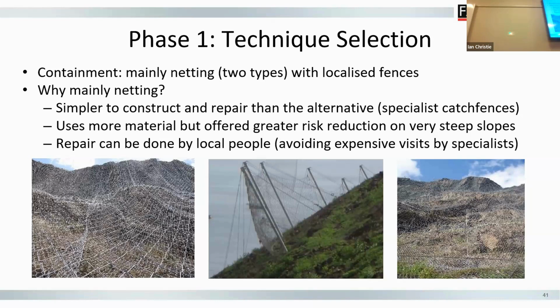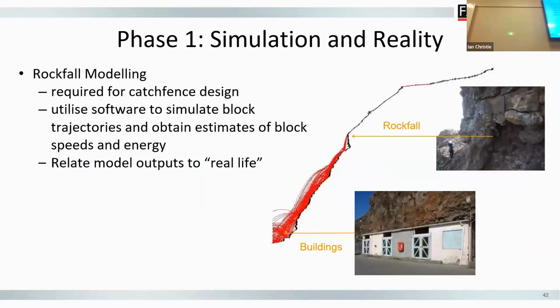It was so difficult and expensive to get there at the time that one of the main things was to upskill the local people so that they didn't have to call for help if something happened.